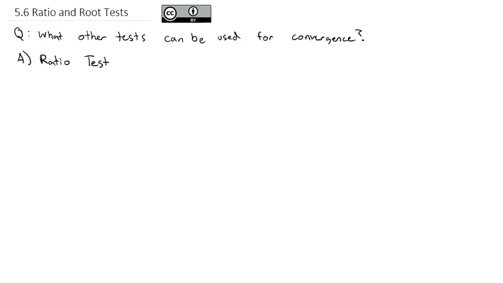And the ratio test is particularly helpful with factorials. If we have factorials in the problem, you can pretty much bet the best way to get at convergence is by doing the ratio test. And here's what the ratio test says.